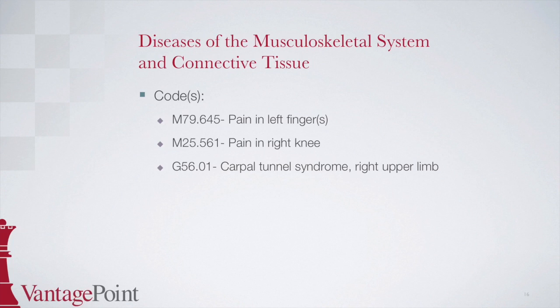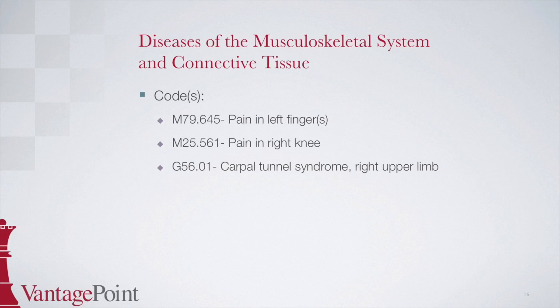The first code is M79.645, pain in left fingers. To locate this code, start at arthralgia in the alphabetic index, where there is an instructional note stating see also pain, joint. After following these directions, look for finger, which points to M79.64 with a checkbox next to it indicating that more digits are required. When we go to the tabular, subcategory M79.64 is for pain in hand and fingers, with codes for hands and fingers on the right, left, and unspecified. Therefore, the full code is M79.645 for left fingers.